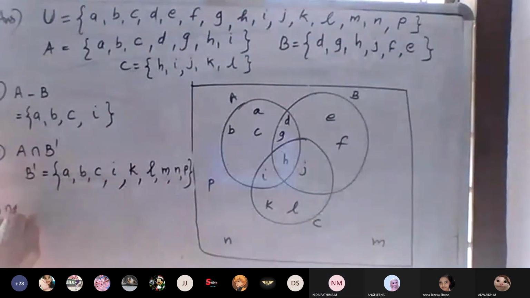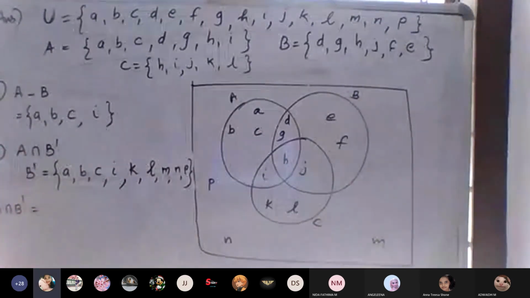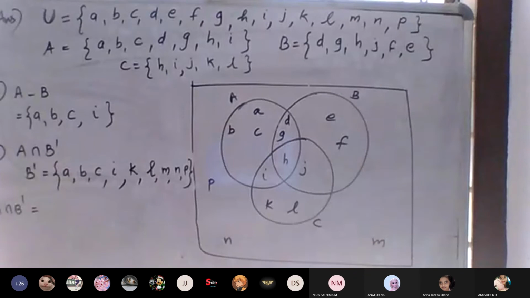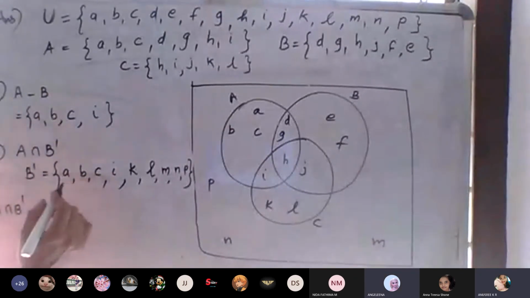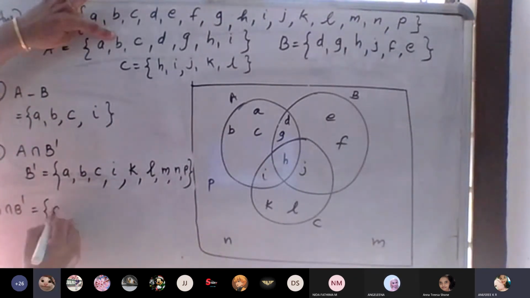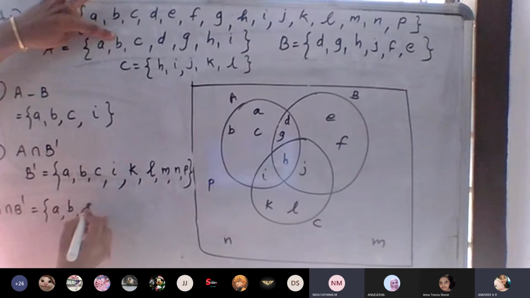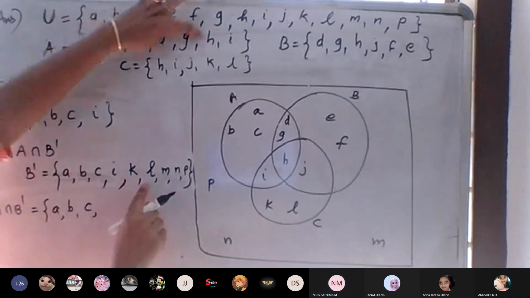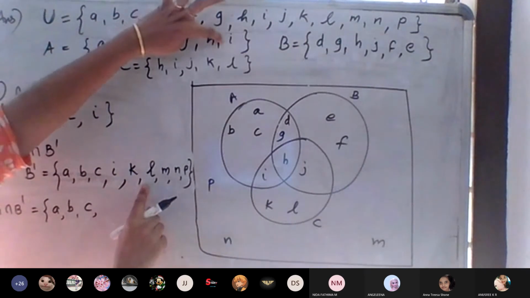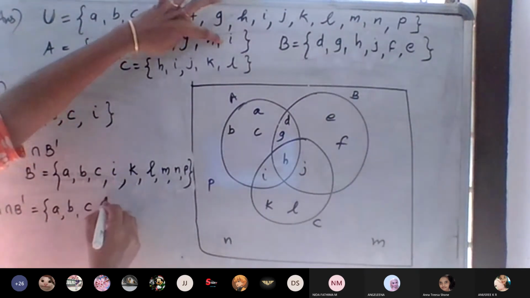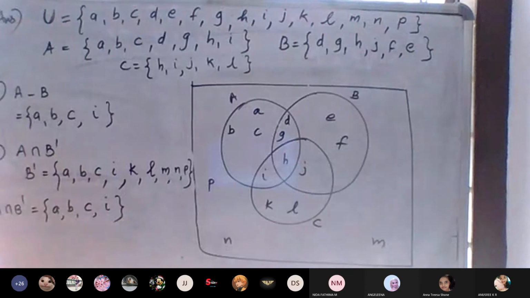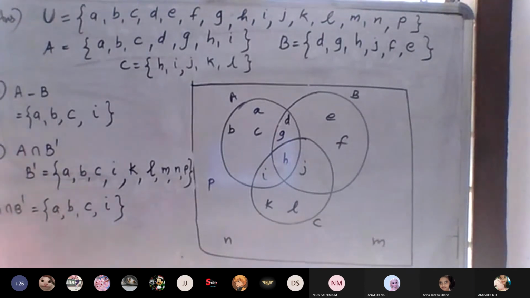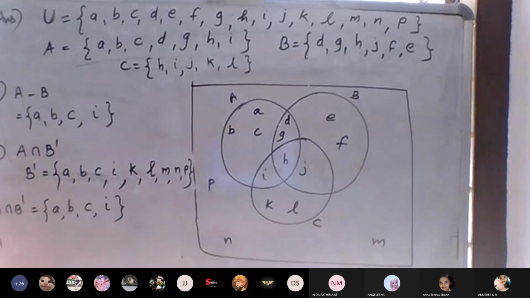So A intersection B complement is equal to A, B, C, I. G not there, H no, I is here. So A intersection B complement is I.